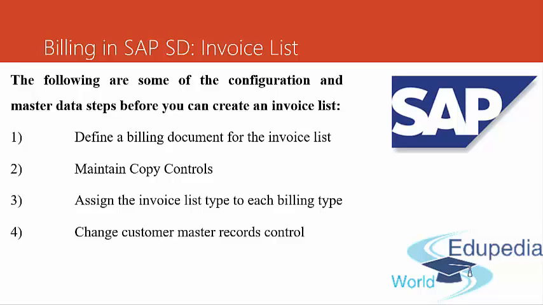Set up copy control settings between your billing document type, such as F1 or F2, and the invoice list document type, LR or LG. The standard invoice list in SAP is LR for billing documents and debit memos, and LG for credit memos. These will be the target documents in the copy control.